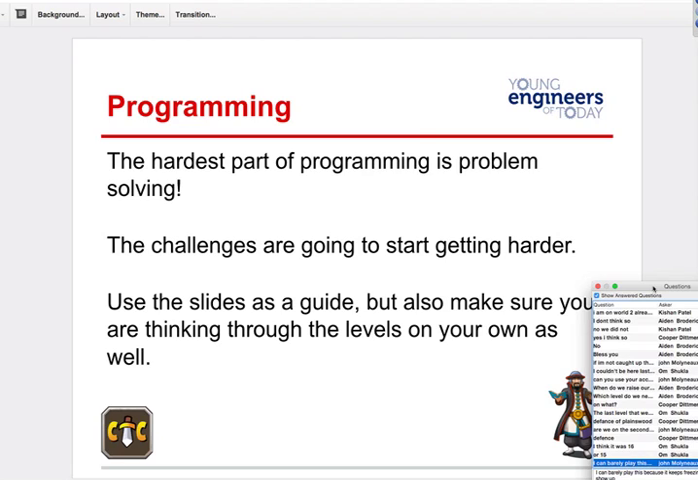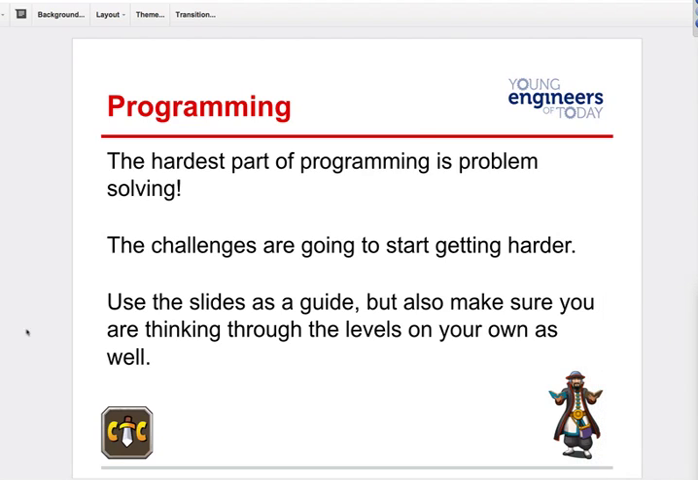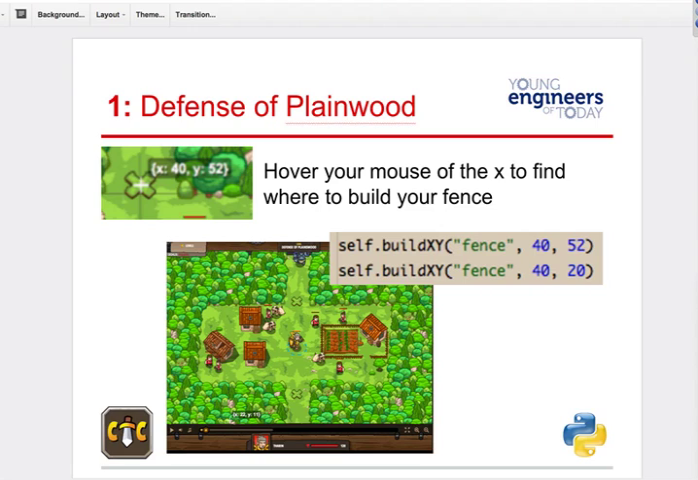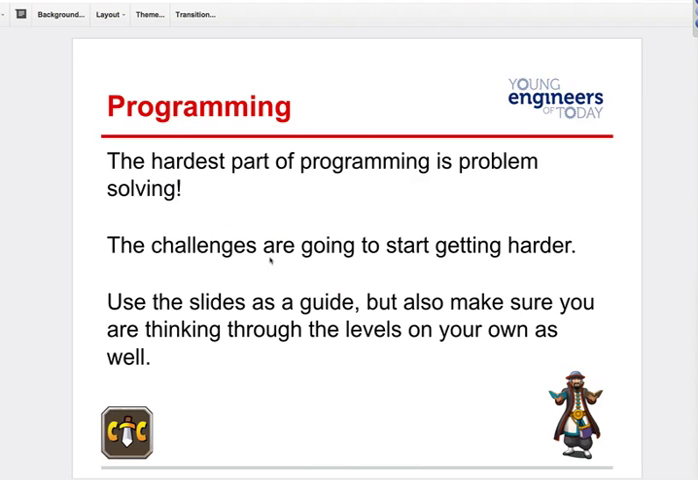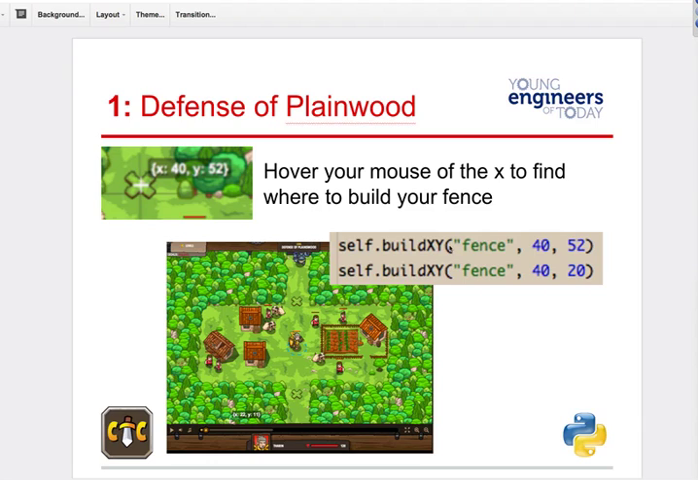John, make sure that you are using Chrome, and it might be because the webinar is slowing you down. Okay, so Defense of Plainwood is the very first one, I believe. And it is build. You put your mouse over points and you're going to get the X and Y coordinates. And once you have that, you can do fence 40, 52, defense 40, 20.